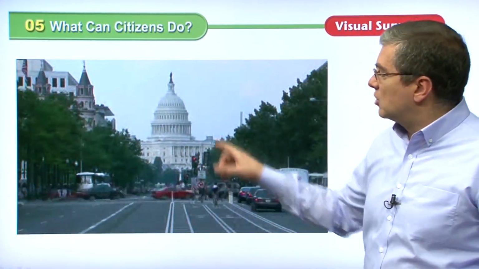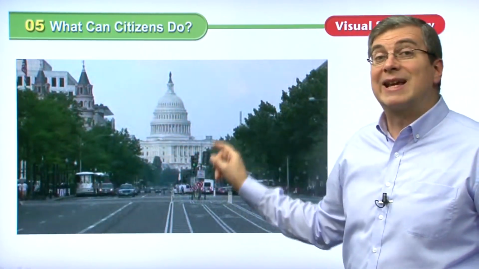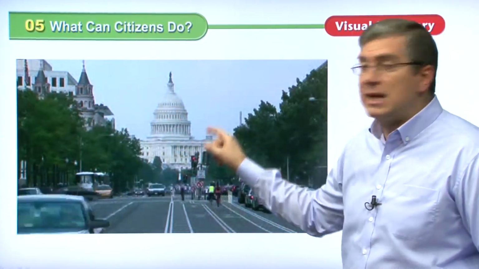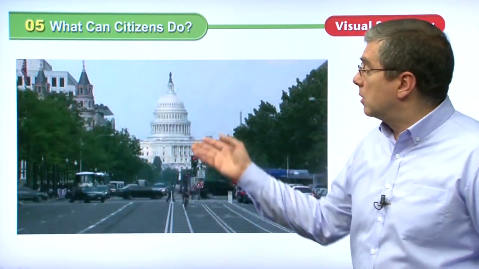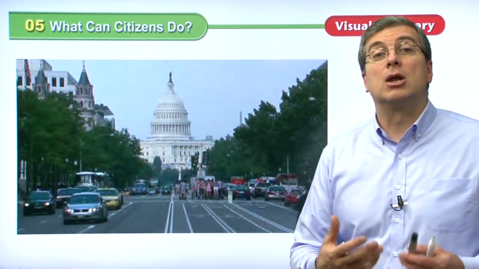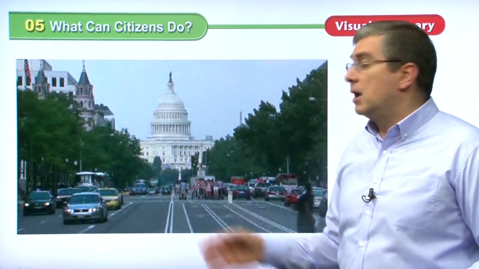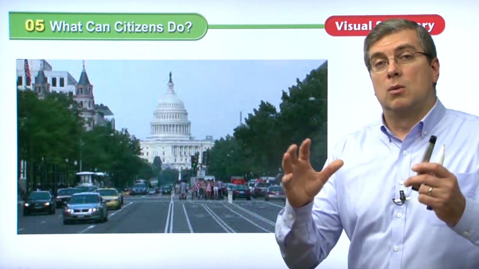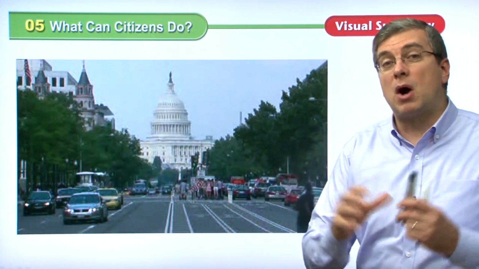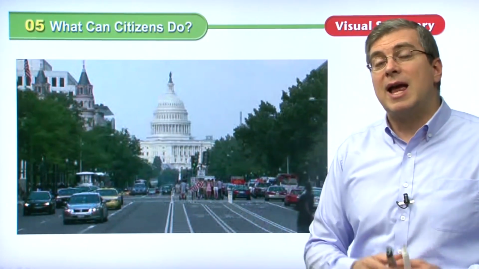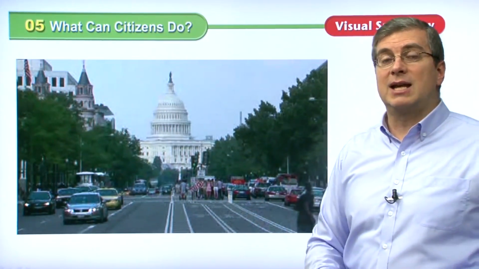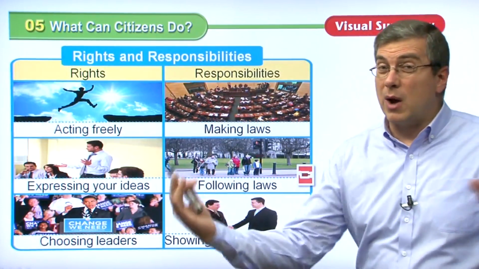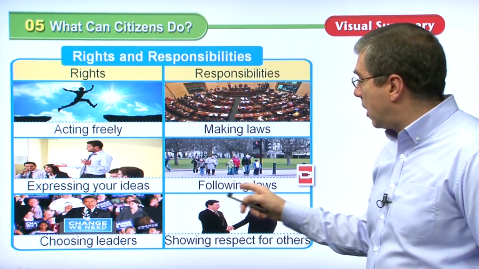Now, this picture here is showing the Capitol building. This is the Capitol building in Washington, D.C. This is where many leaders, congressmen, will gather and they will make laws for America. Of course, you have a similar building in your own country where people will get together, the Congress or the Parliament, the members will get together and they will make laws for the society. That's their responsibility.